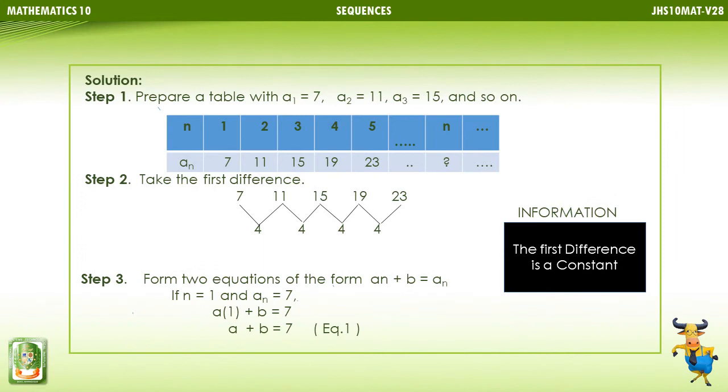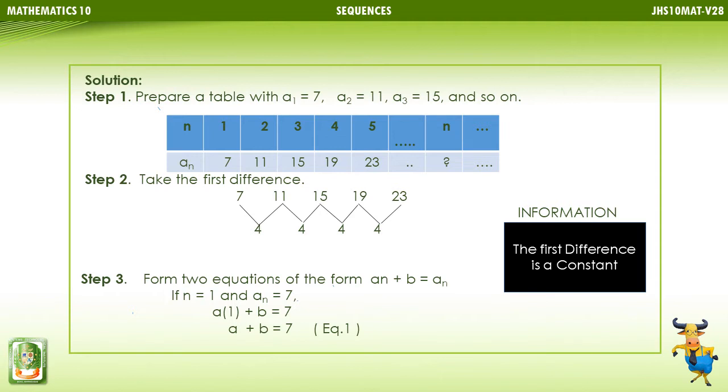Solution. Step 1. Prepare a table with a sub 1 equals 7, a sub 2 equals 11, a sub 3 equals 15, and so on. Step 2. Take the first difference: 7, 11, 15, 19, 23.